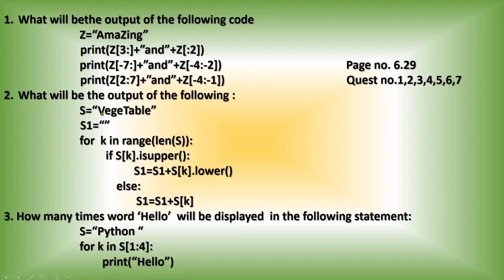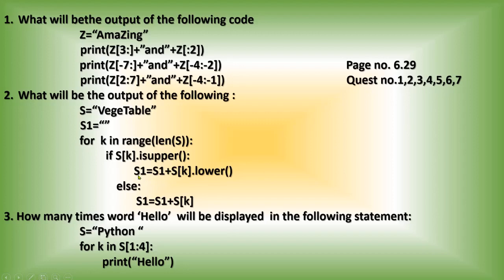S of 0. 0 is the positive indexing. So S of 0 will give you capital V. And we are checking is upper. We are checking whether that character is an uppercase letter or not. Yes, S of k means S of 0 is uppercase letter. That will be capital V. So the condition is true.